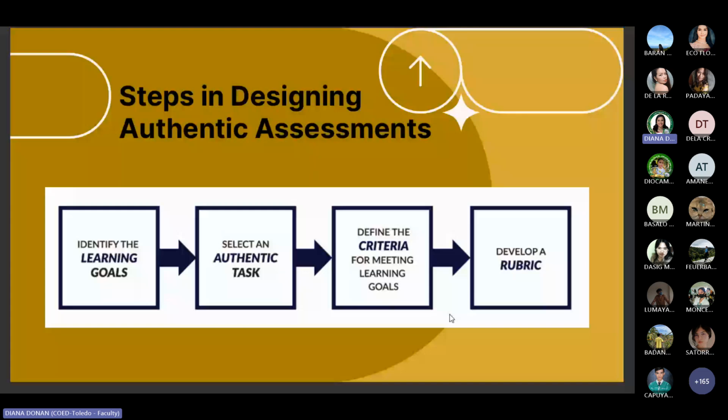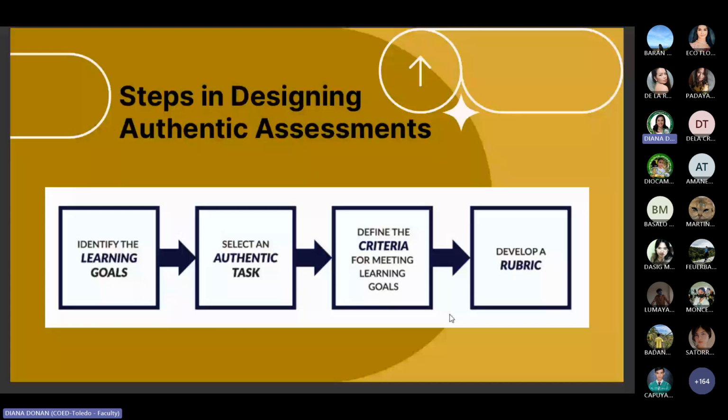You may also ask yourself, what are the essential concepts or skills that the students should master? Are these aligned with the curriculum standards or real world competencies? For example, if you are teaching communication skills, your goal might be students will be able to deliver a clear and persuasive oral presentation. So, your learning goals should serve as the foundation of your assessment design.